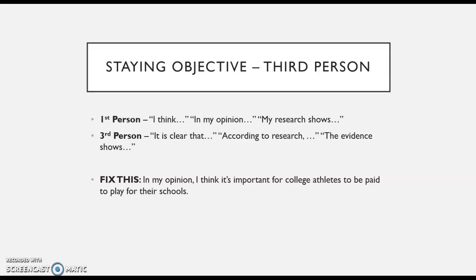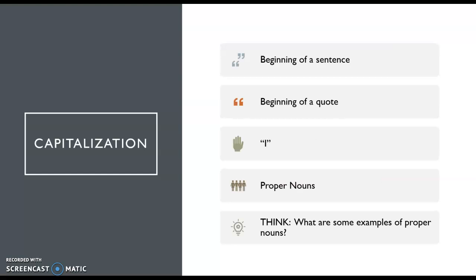I want you to take a second and look at this sentence and think about how you could make this sentence third person instead of first person. Good idea. You would probably take out in my opinion and I think. If you cross that entire portion out, you have a third person sentence. It's important for college athletes to be paid to play for their schools.